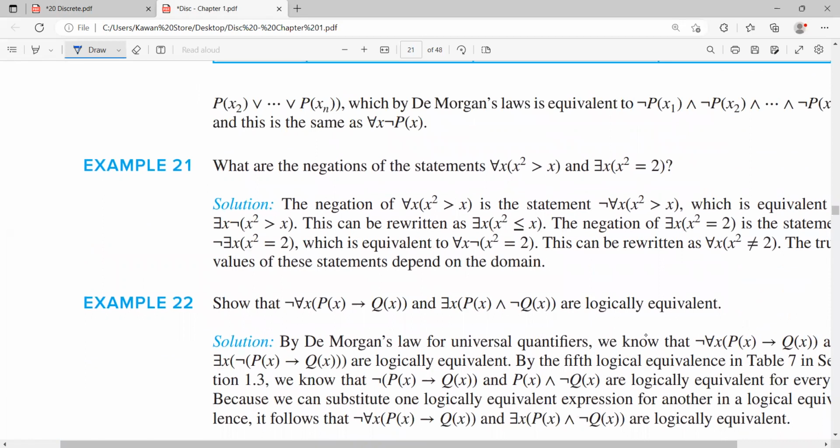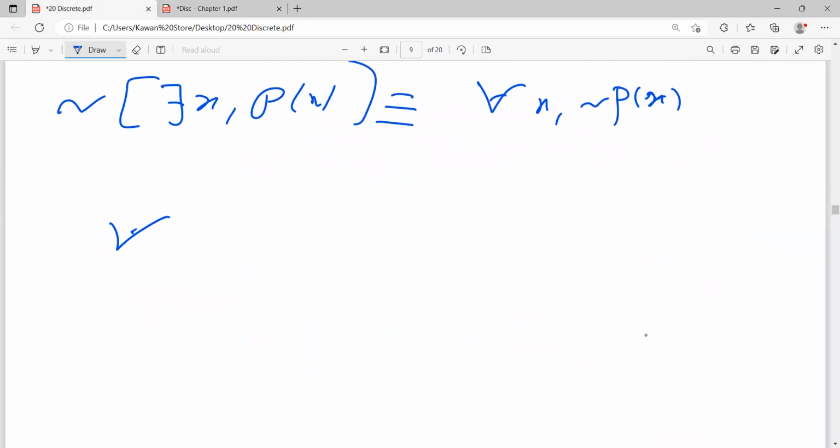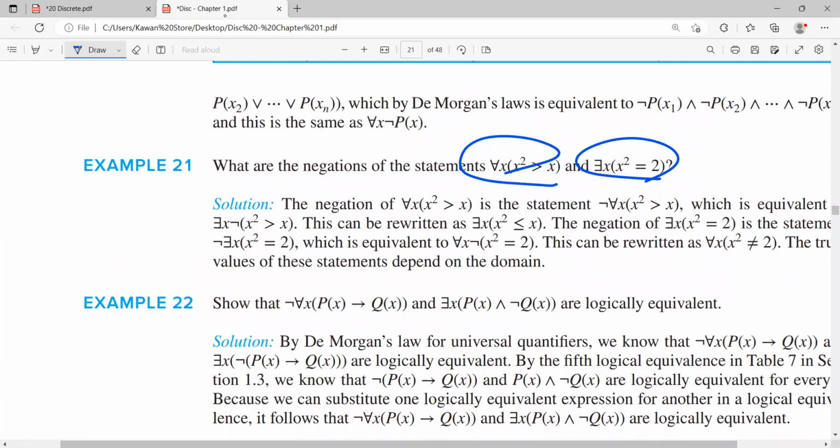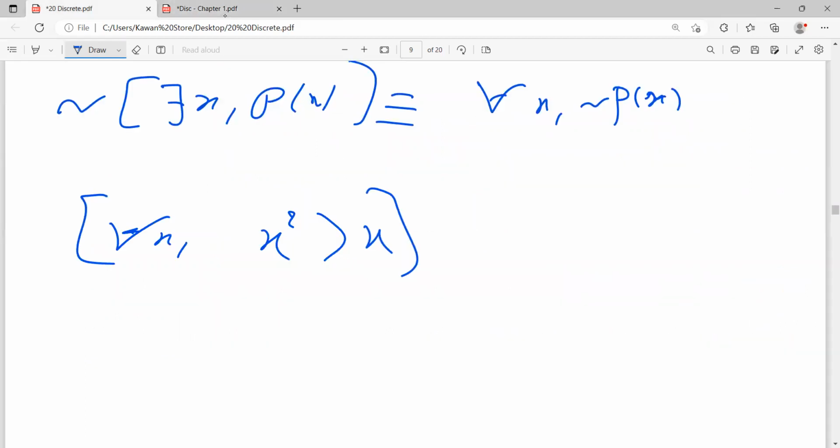He says if you have that one and that one, kindly find the negation of them. I have what? For all x, x squared greater than x. How about the negation here? Yalla, that's the p that we have. Negate it. I'll get what? There exists x such that x squared is smaller than or equal to x. Clear?